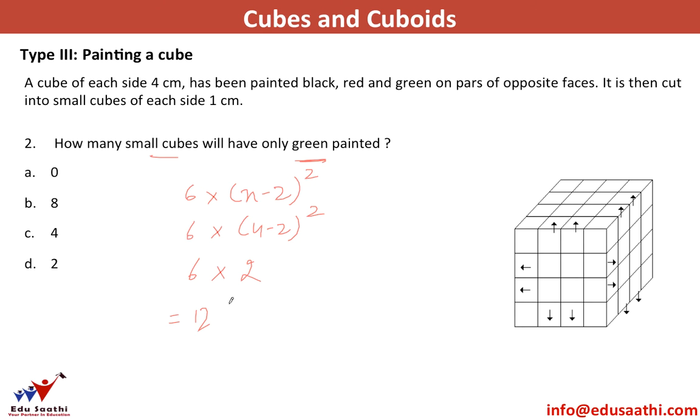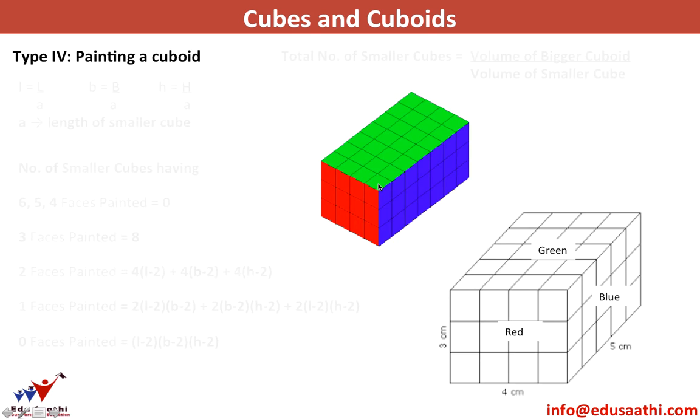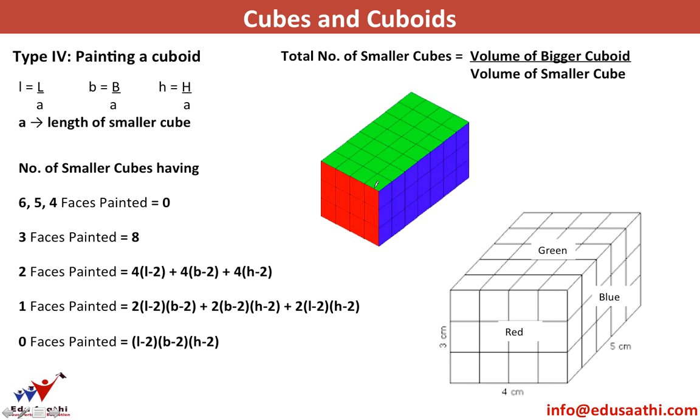Now what you need to notice here is, since we have 3 colors, out of these single side painted cubes, either the paint would be of red color, or the green color, or the black color. And since again the cube has been painted symmetrically, I will have an equal number of red, green and black cubes. So I'll have 4 here, 4 here and 4 here, which is nothing but 12 by 3. So my correct option is the C part here. Let's move on to cuboids. Painting a cuboid.